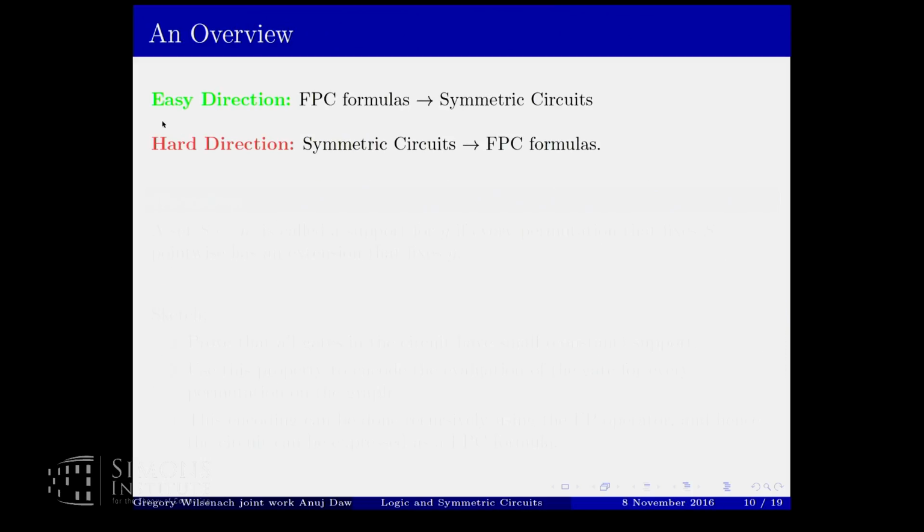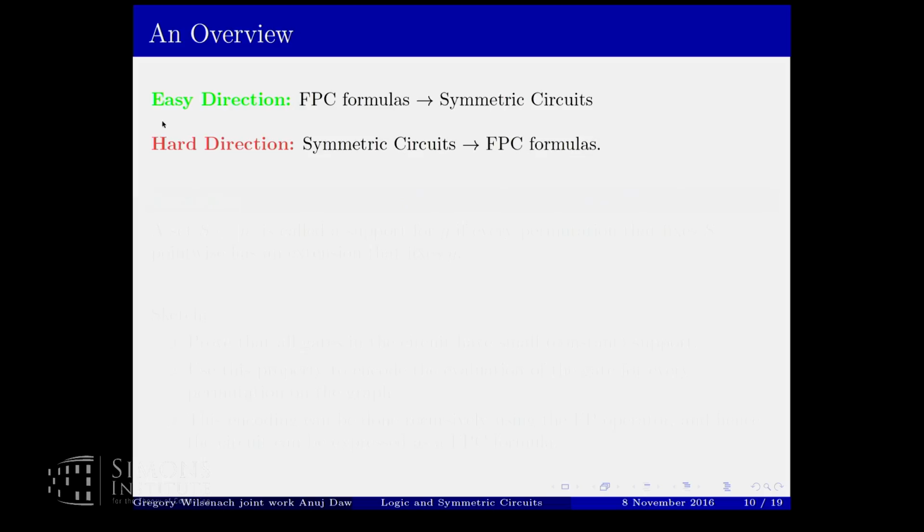Anyways, I need to quickly go over, at a very high level, how their proof was structured, simply because we're going to make use of it a little later. So I think Matt went through it in a lot more detail, so I'll be referencing his talk here as well. So the easy direction is taking FPC formulas and producing symmetric circuits. In that case, you just do the ordinary trick. Existential quantifiers become large disjunctions, universal quantifiers large conjunctions, and you can deal with FP as well.